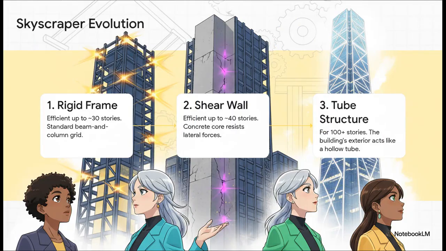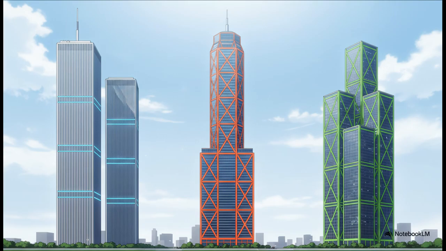The race to the sky has really been a story of constant innovation. So first, we had rigid frames, but they kind of hit a ceiling at around 30 stories. To go higher, engineers added shear walls, these solid concrete cores. But the real game changer was a complete shift in thinking. What if the entire building acted like a single hollow tube? This one idea, from the brilliant engineer Fazlur Khan, just unlocked a whole new era of supertalls.